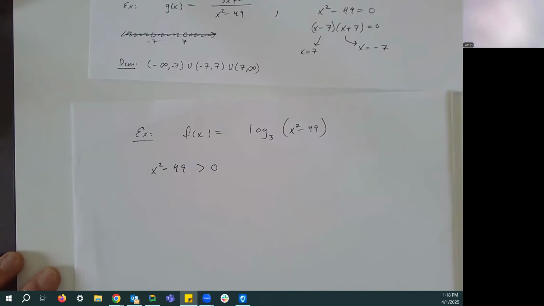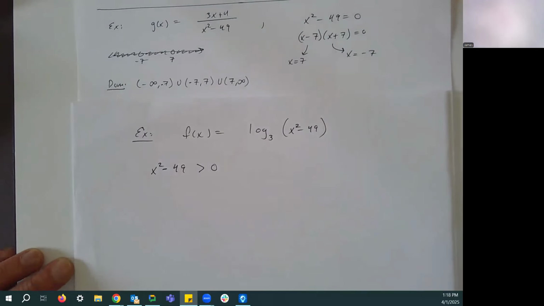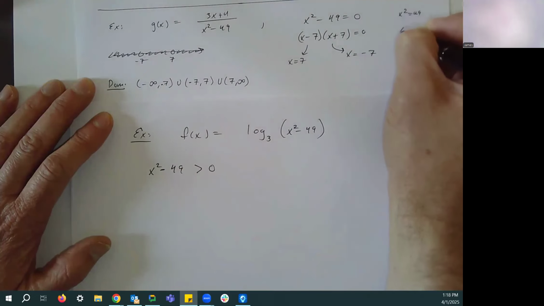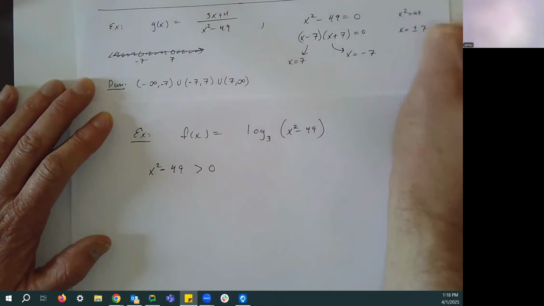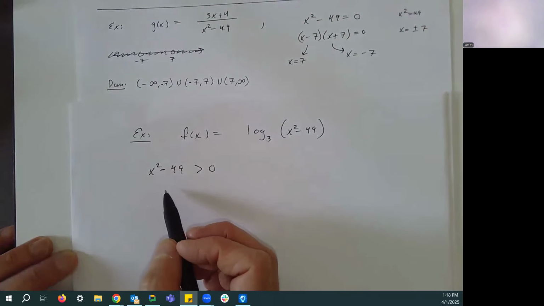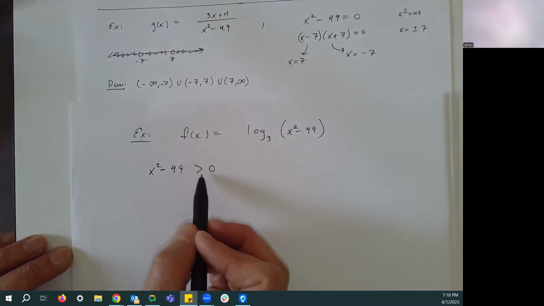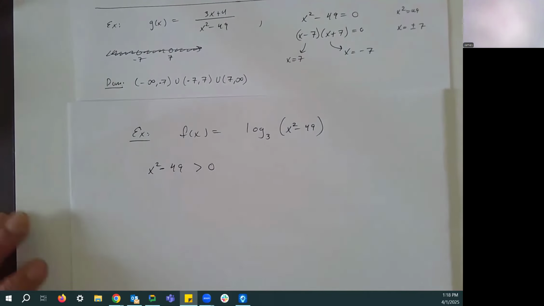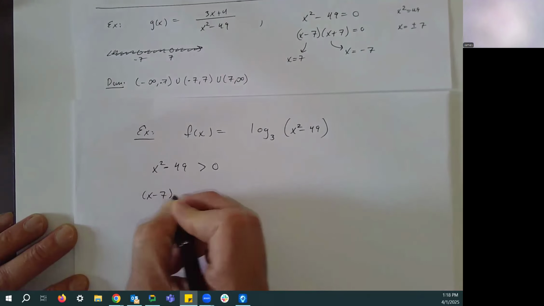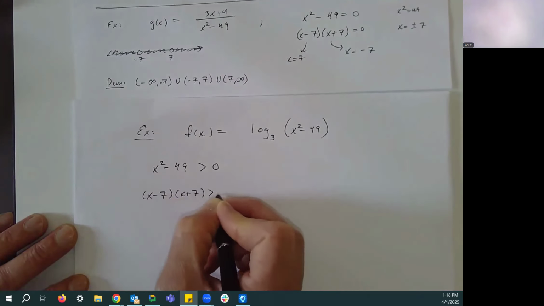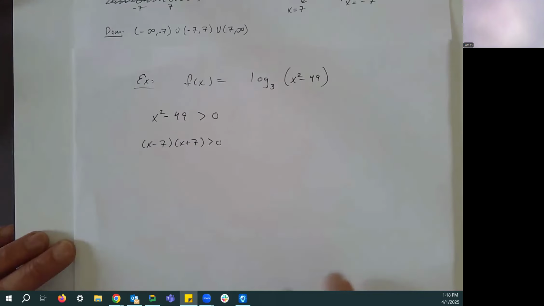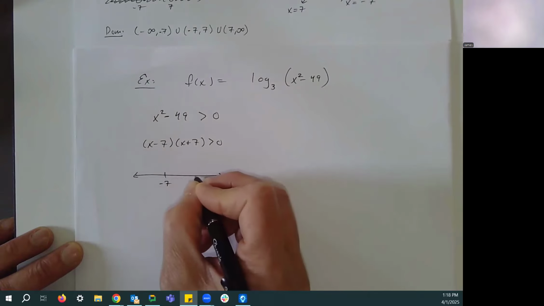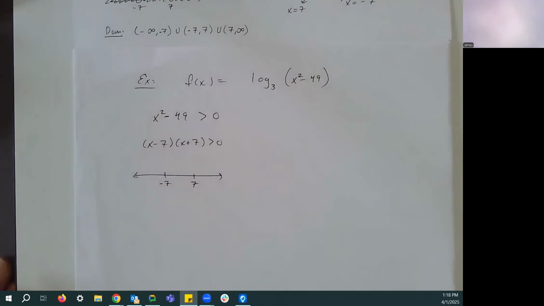In this previous example, we probably could have done less work. I could have just said x squared equals 49 and x equals plus or minus the square root of 49, which is 7. Here, it really doesn't serve us. When you have an inequality that's a greater than or a less than, it really pays to factor. So same work, it factors as x minus 7 times x plus 7. Then we put those numbers on the number line so we can see which intervals give us positive results.